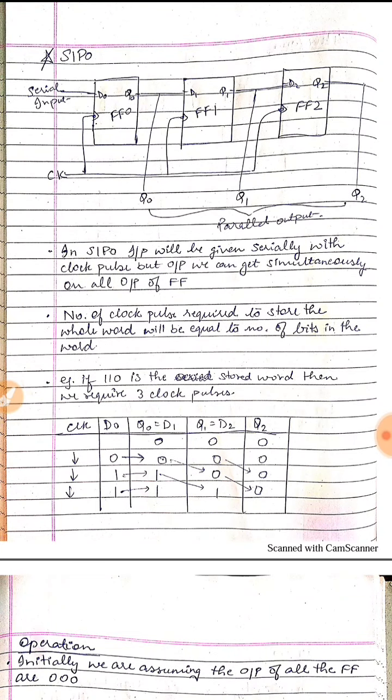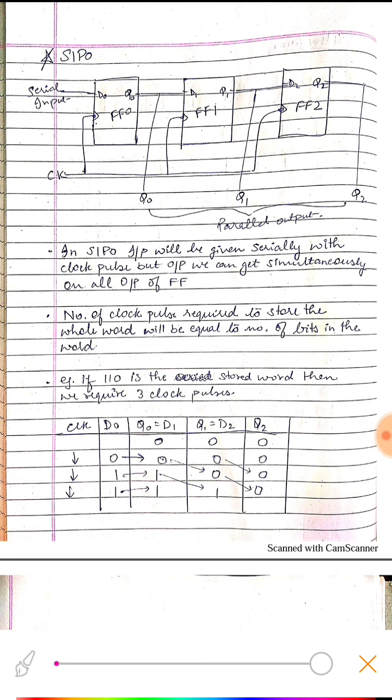Now the next is serial in parallel out. That is, the data is fed into the flip flops or the shift register serially, and we get the output simultaneously, that is parallel out. We get the data in parallel form, but it is fed into the shift register serially, so it is called serial in parallel out. We can get the output from all the flip flops simultaneously, that is why it is called parallel output.